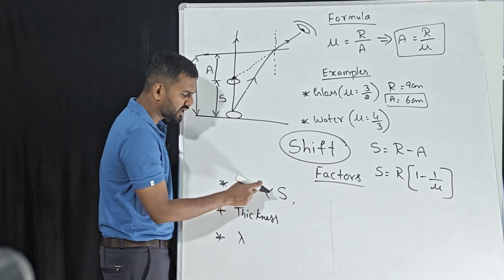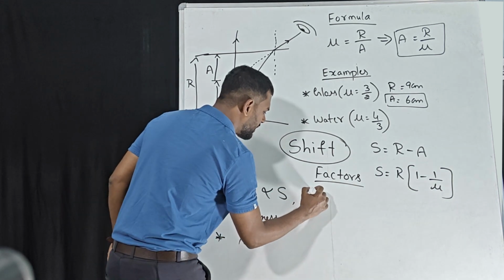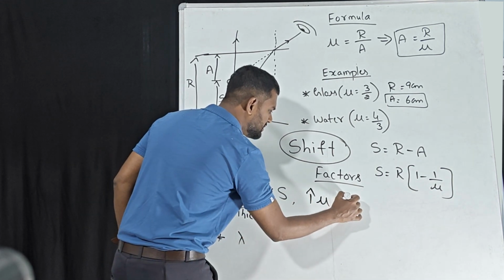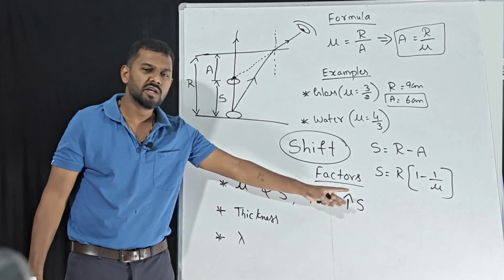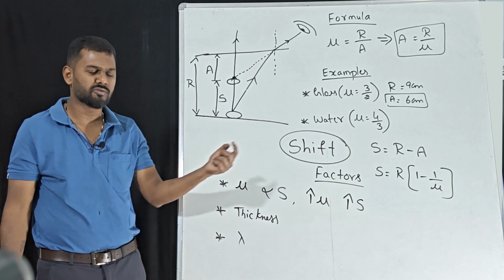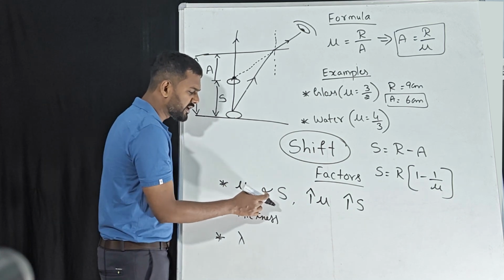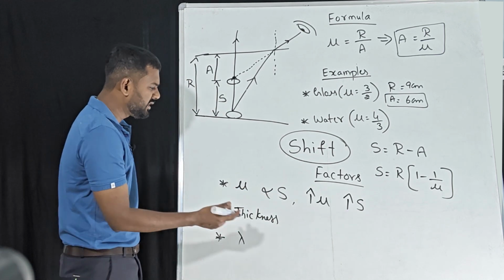Next, refractive index is directly proportional to shift. What do you mean by that? That means if the refractive index increases, shift also increases. That is the meaning of refractive index is directly proportional to shift. If they are asking how this is affecting, you can write this one or this one. Any one is fine. Next, thickness.